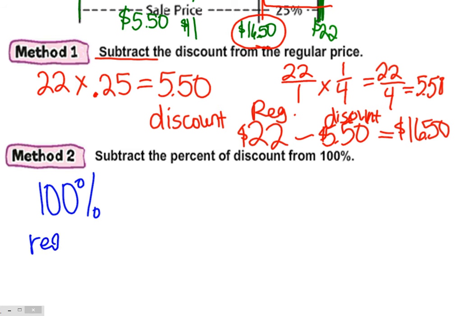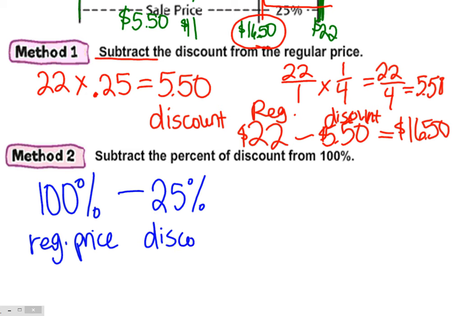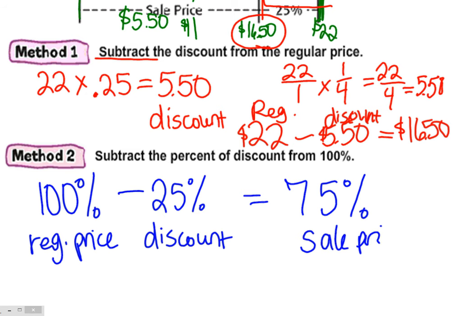This is our regular price. Regular price is 100%. Subtract the discounted percent, which is 25% discount. And please add these notes in your work zone so that way you can show that you watched the video and that you understand. When you find the difference in percents, you see that now you're only paying 75%. This is the sale price.